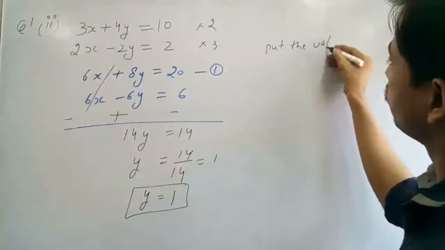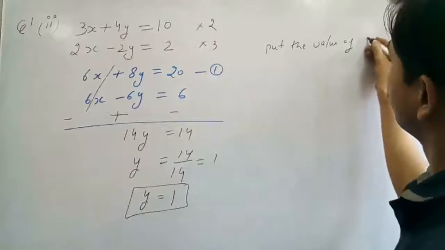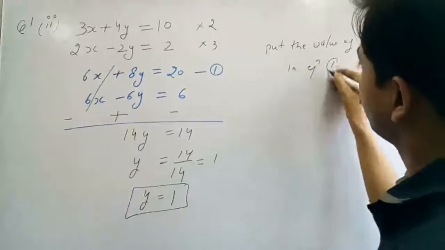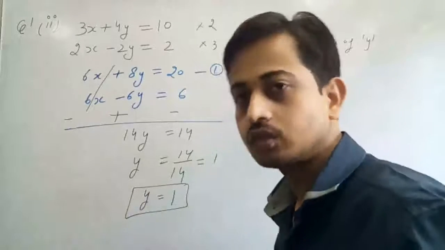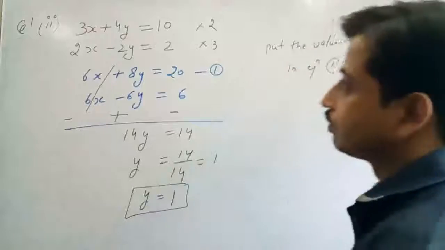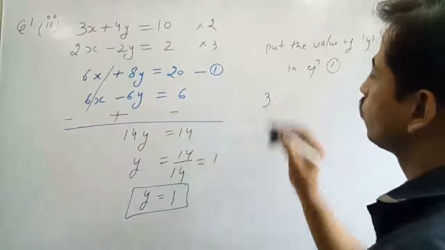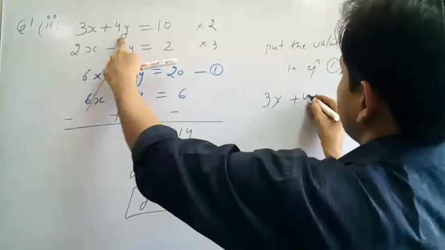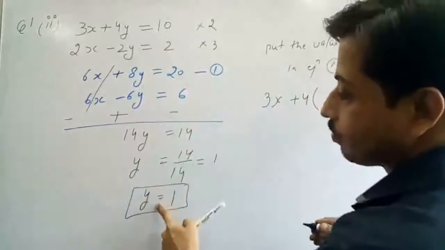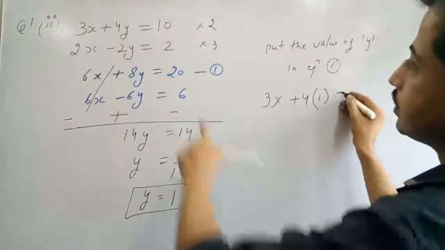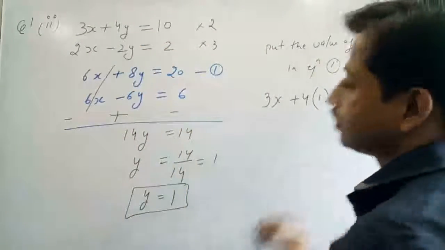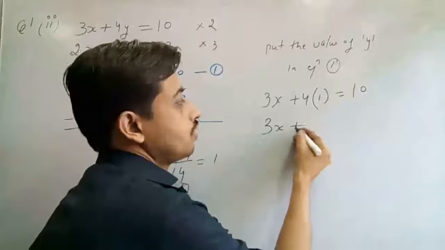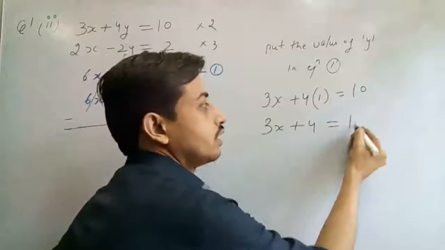Put the value of y in equation 1. It's your choice. You can also put it in equation number 2, but I am going to put it in equation 1. 3 into x plus 4 into y, now the value of y is 1, is equal to 10. Now please solve this. 3x plus 4 into 1, 4, is equal to 10.